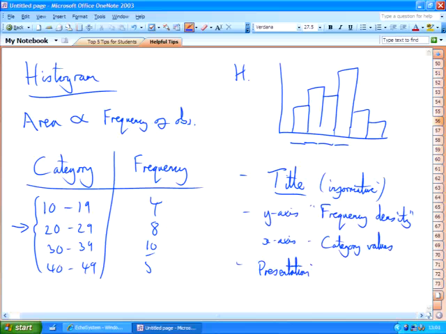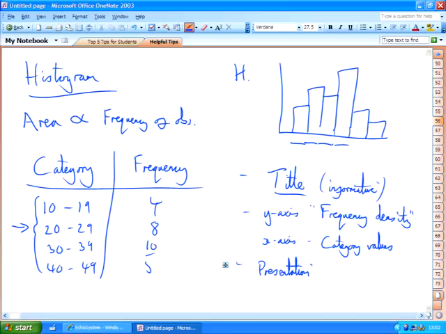So just to emphasize the key points of a histogram. Make sure your bars are adjacent to one another. Remember, it's the area which is proportional to the frequency of the observations, not the height. However, if you are clever enough to construct your histogram such that your categories are of equal width, then you can get around this by saying that therefore the height will be proportional to the frequency of the observations. So have a look through some past papers and through textbooks and see examples of histograms.